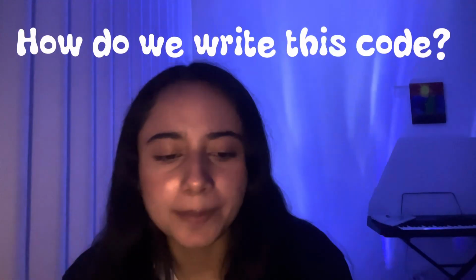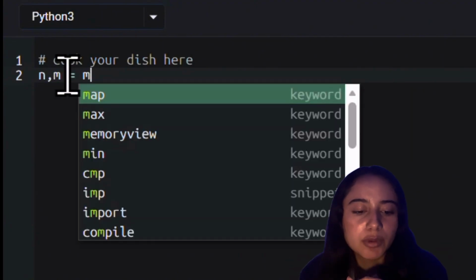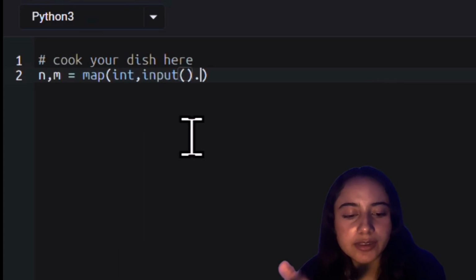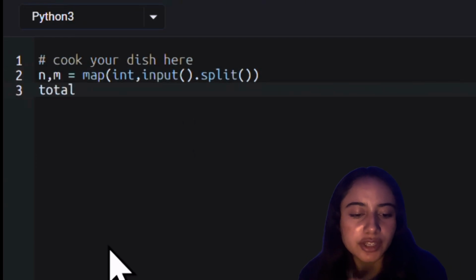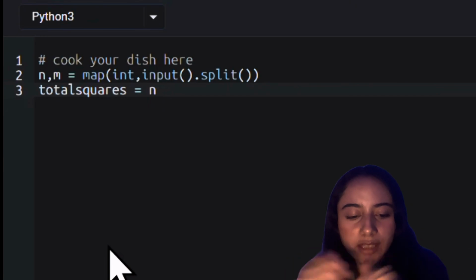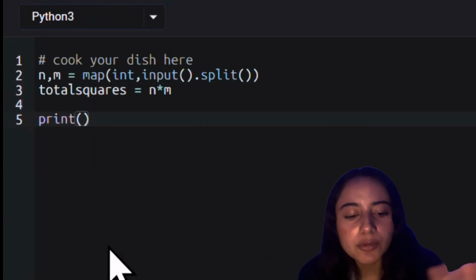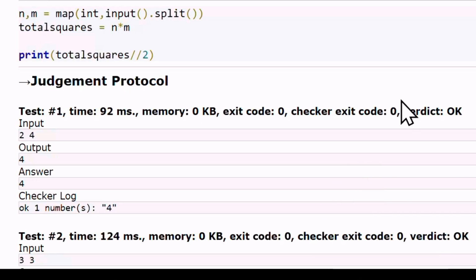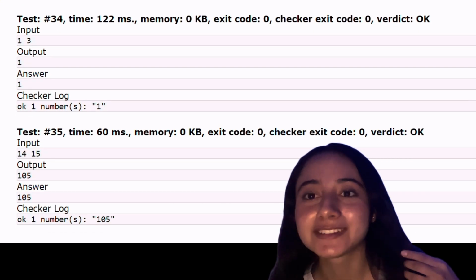How do we write this code? We should just write that we receive 2 numbers that we will call n and m. We want to say that this input should be split by 1 space and that these numbers are integers. Then we assign to a variable the formula n times m, which is the area of the board, and we call it total squares. And finally, we just print the solution, that is total squares divided by 2. When we run this code in Codeforces, it passes all the 35 tests.